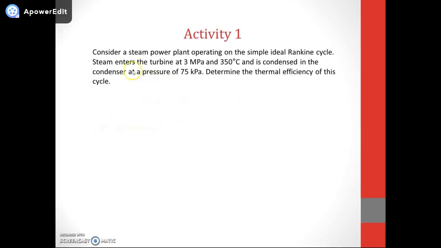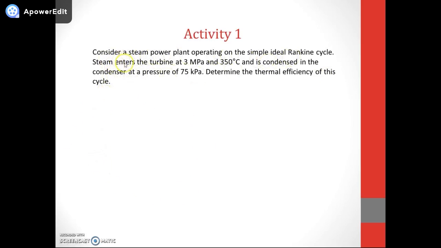So this is the first activity. Consider a steam power plant operating on a simple ideal Rankine cycle. Steam enters the turbine at 3 megapascal, 350 degrees Celsius, and is condensed in the condenser at a pressure of 75 kilopascal. Determine the thermal efficiency of this cycle. First, draw the diagram. Draw the diagram to make it easier to understand.